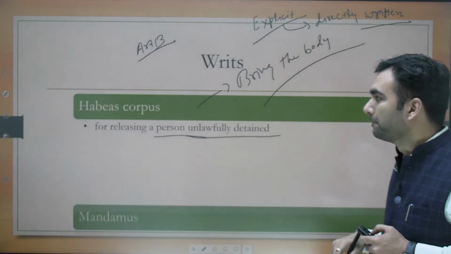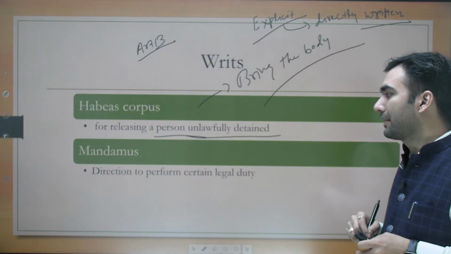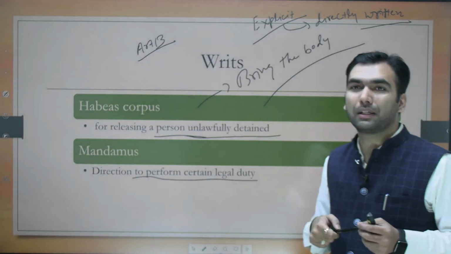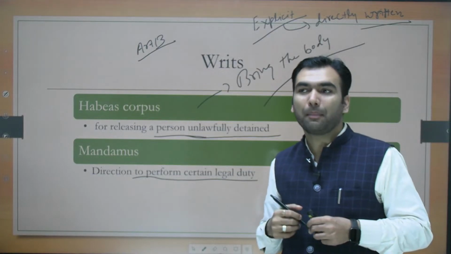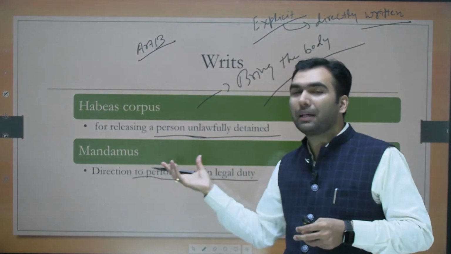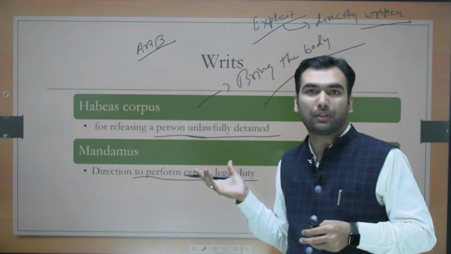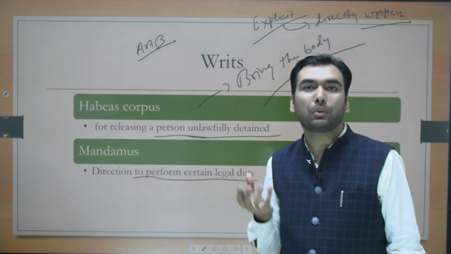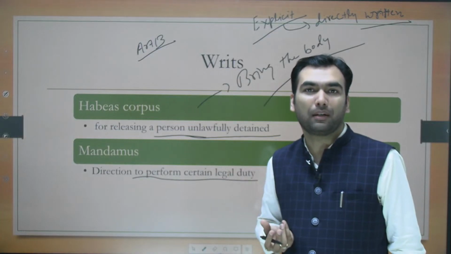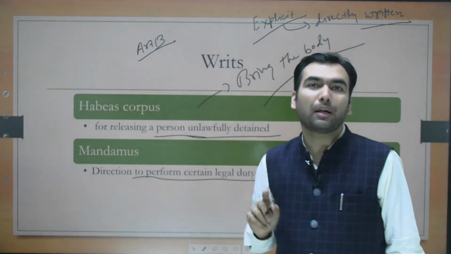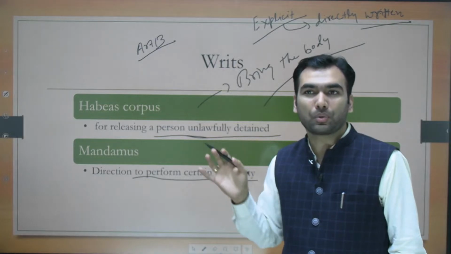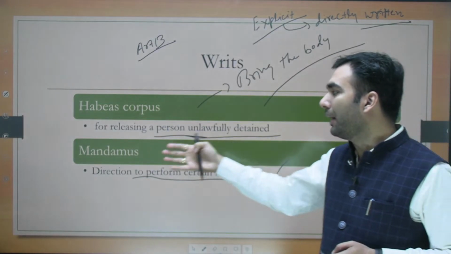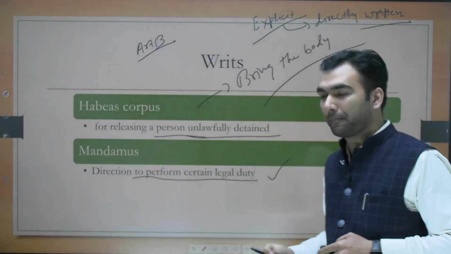Okay. Next is mandamus. Mandamus is a direction to perform a certain legal duty. For example, this is the right under which PILs are filed in the court. That the Delhi government has the responsibility to give a pollution-free environment. Please issue an order to the Delhi government to clear the pollution. Okay. That is, mandamus means order, to command.